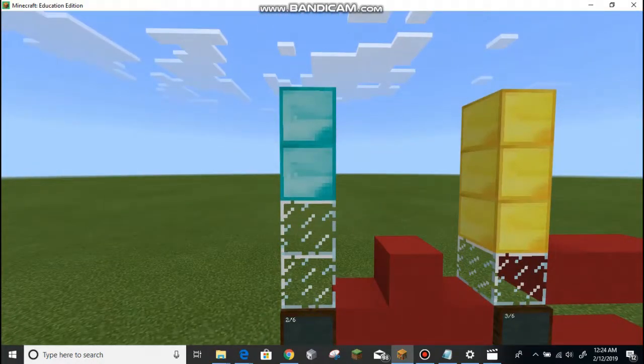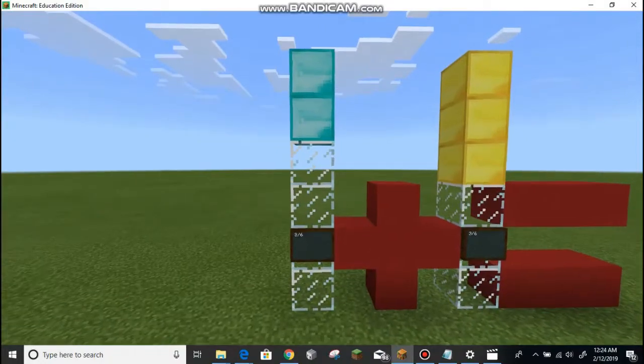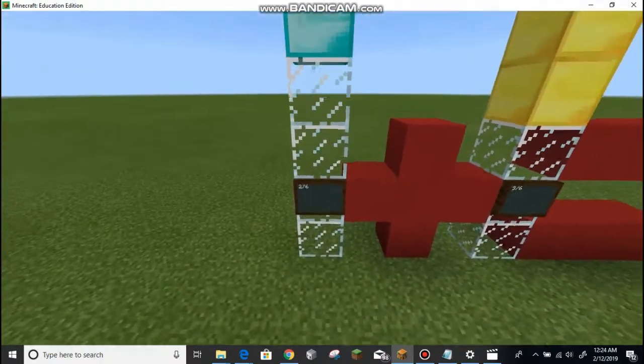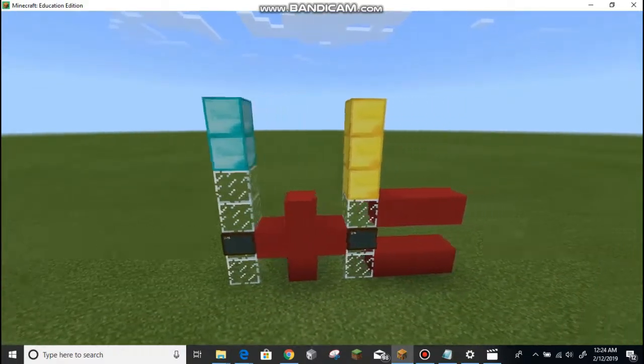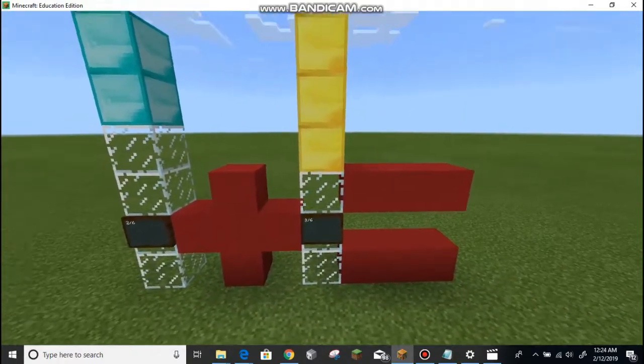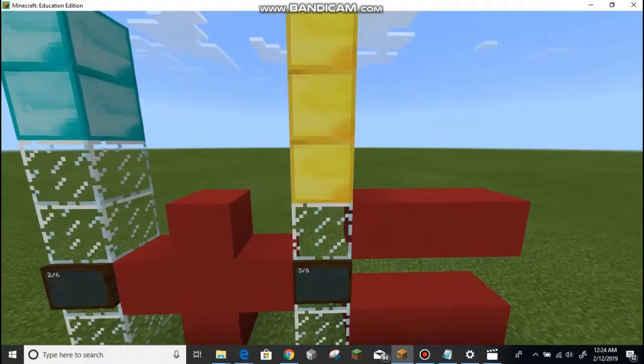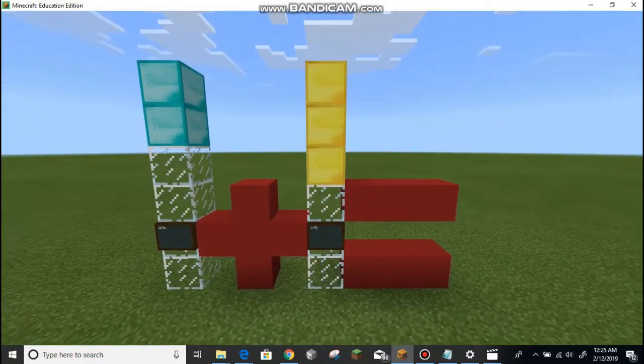Why? Because we have 2 diamond blocks and 6 blocks overall. 1, 2, 3, 4, 5, 6. So 2 out of 6 are diamond. And over here we have 3/6. Why? Because 3 of them are gold and there's 6 overall.